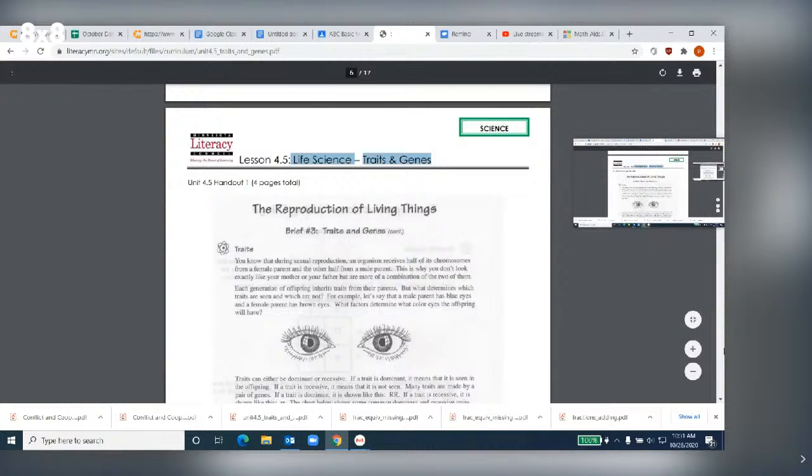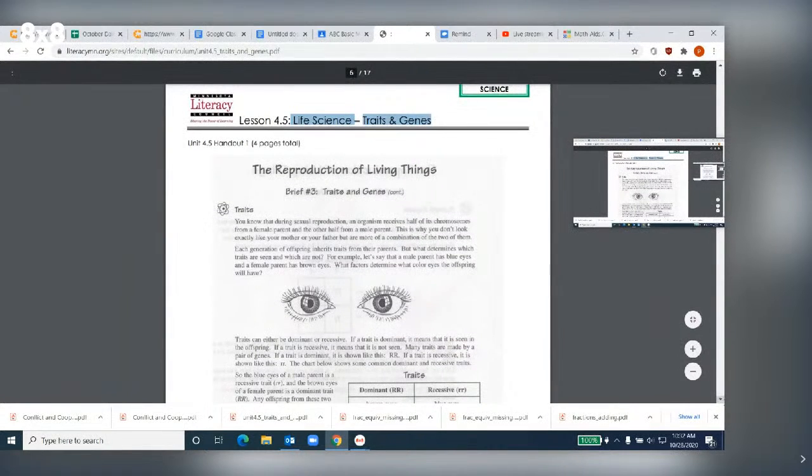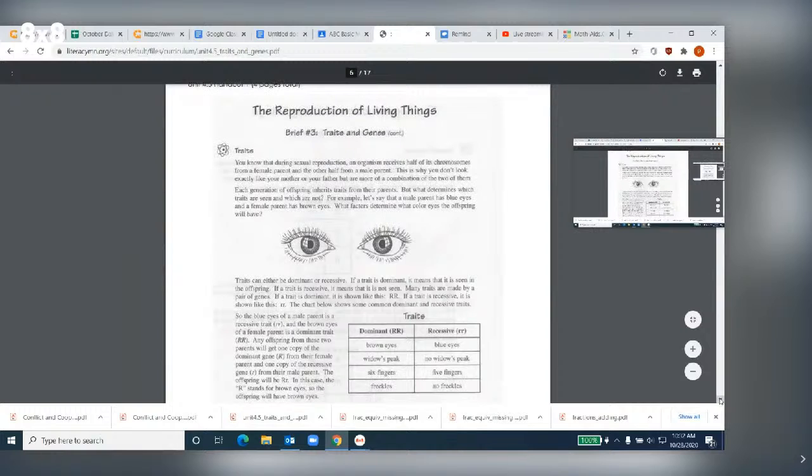Many traits are made by a pair of genes. If a trait is dominant, it's shown like this, so it's 2 capital R's. If the trait is recessive, it's 2 lowercase r's. So the chart below shows some common dominant and recessive traits. So you can see brown eyes are dominant. A widow's peak is dominant. 6 fingers is dominant, and freckles is dominant. Recessive would be blue eyes, no widow's peak, 5 fingers, and no freckles.